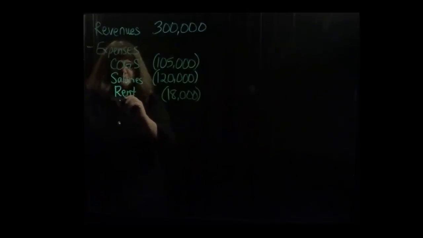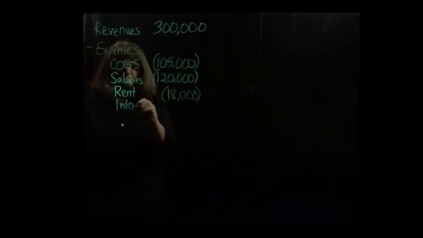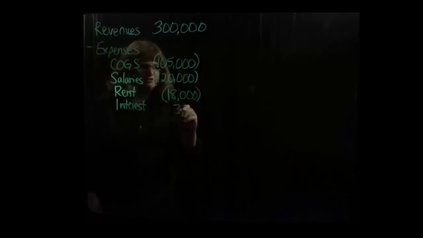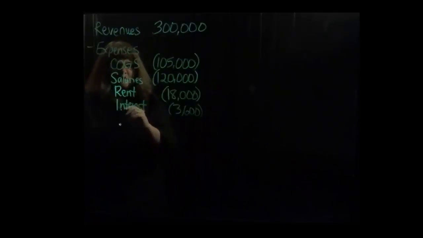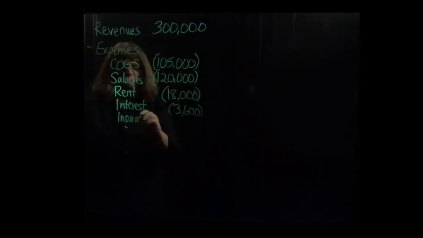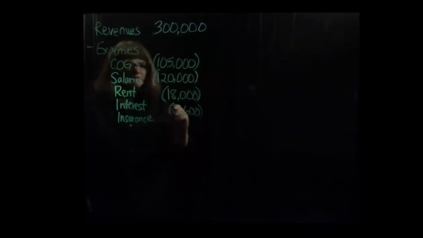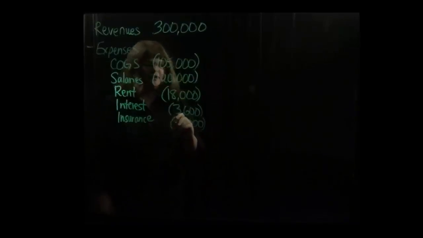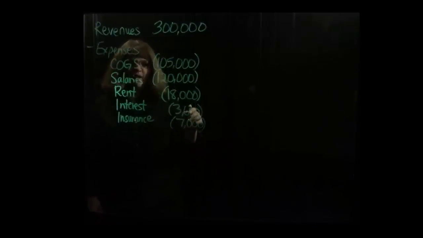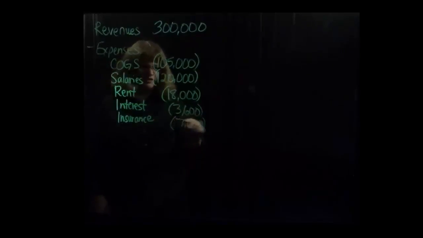Interest expense of $3,600, and insurance expense of $7,000. And that $7,000 is calculated as 1 year of the 2-year policy, which cost $14,000. So $14,000 divided by 2 is $7,000.